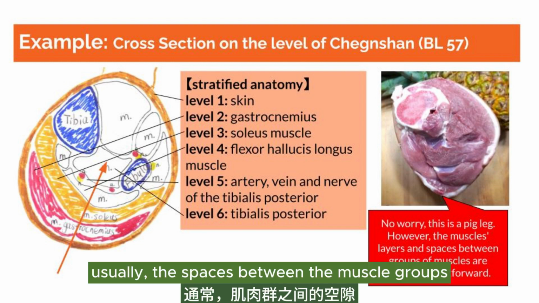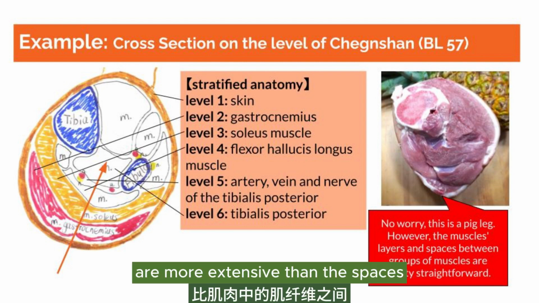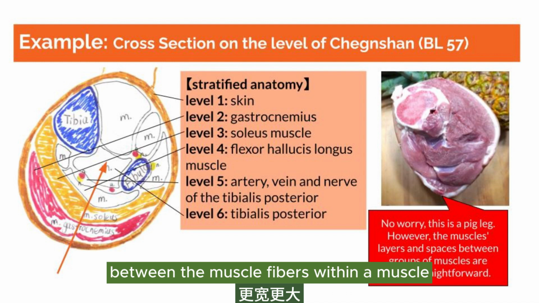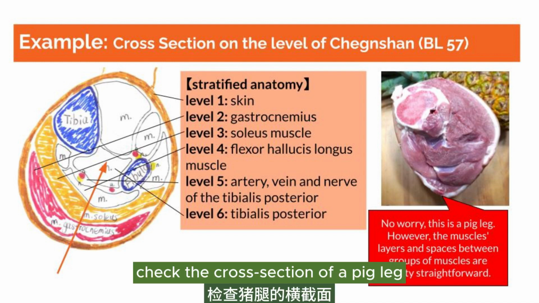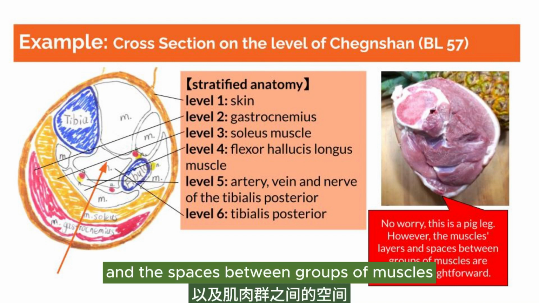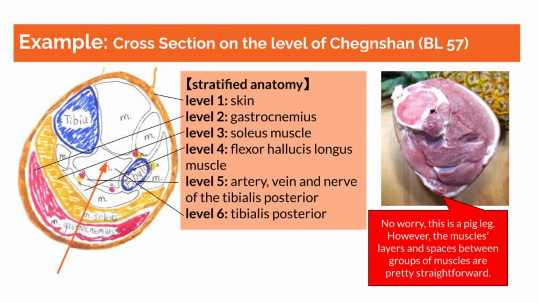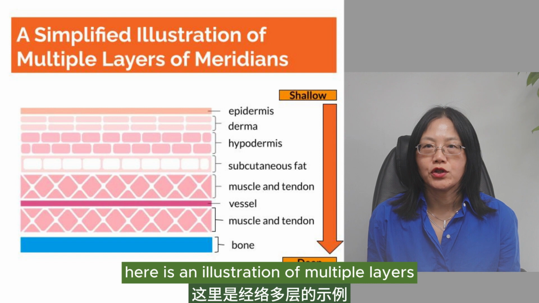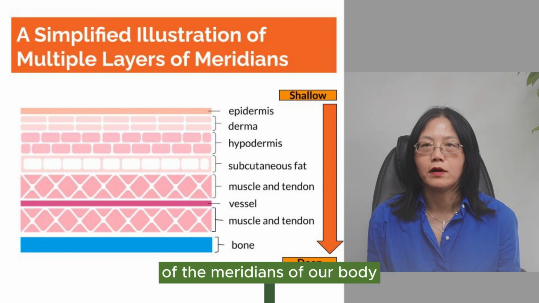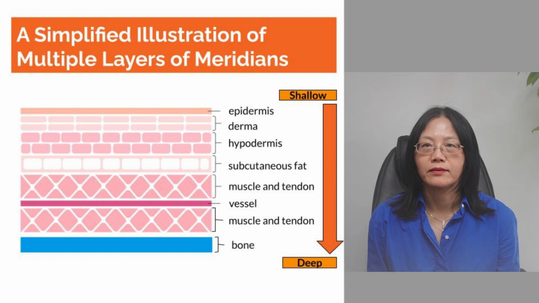Usually, the spaces between the muscle groups are more extensive than the spaces between the muscle fibers within a muscle. Check the cross-section of a pig leg. The muscle layers and the spaces between groups of muscles are easy to locate. Here are illustrations of multiple layers of the meridians of our body.